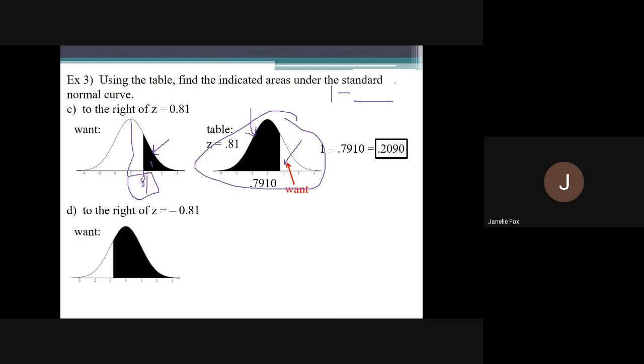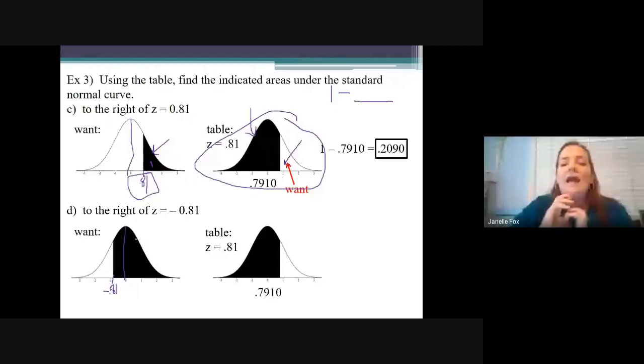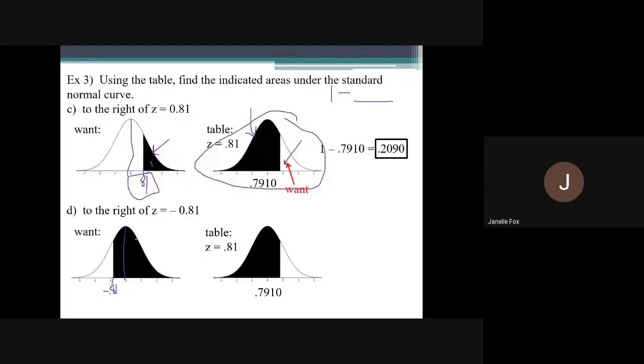I have my picture. I have the 0 spot right here. I know that this spot right here is negative 0.81, and let's see if we can make that dot a little bit bigger. If we look at the table, it doesn't have negative numbers. That's cool. It's going to give us the positive number. So I look up on my table again 0.81, which I did in the previous question, and I get 0.7910.